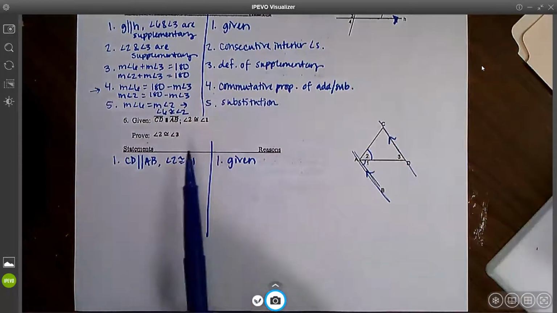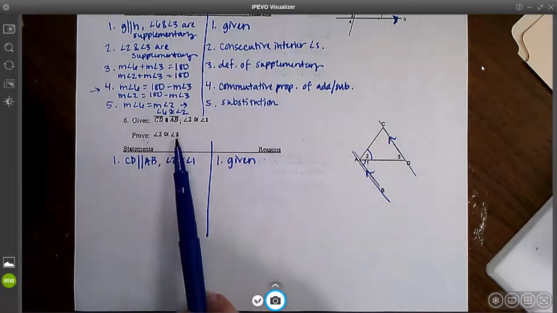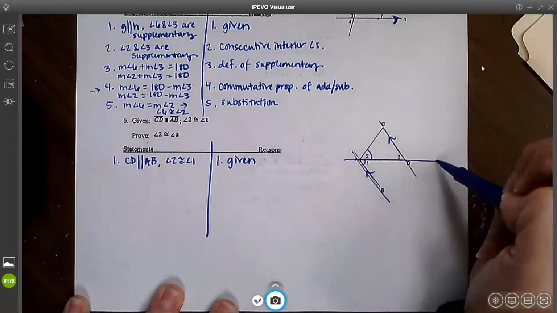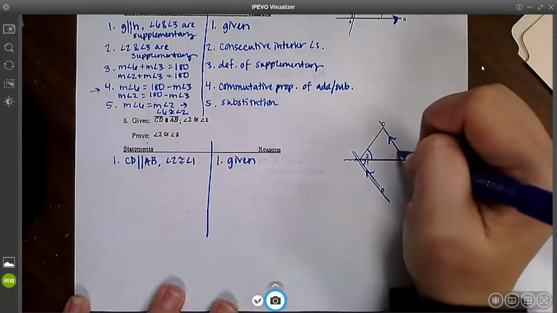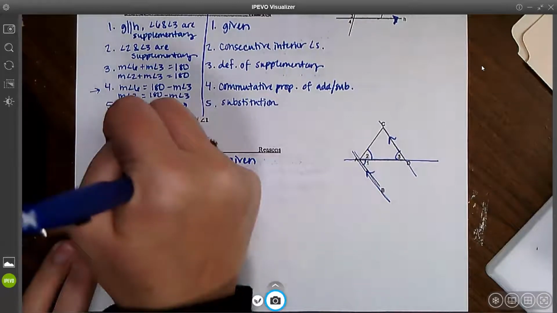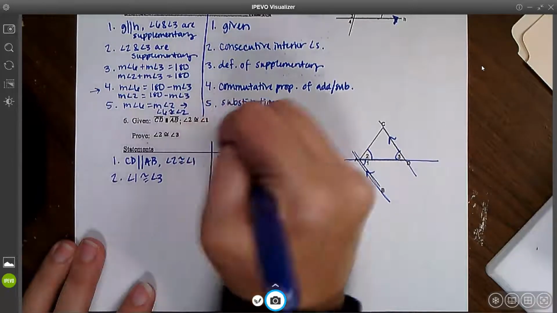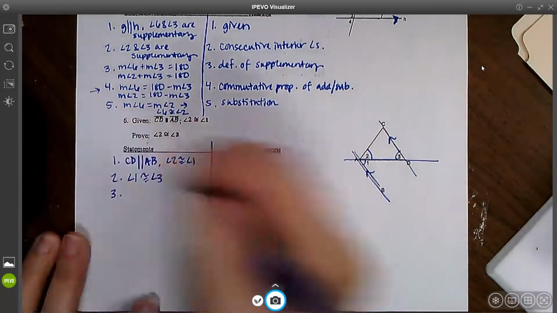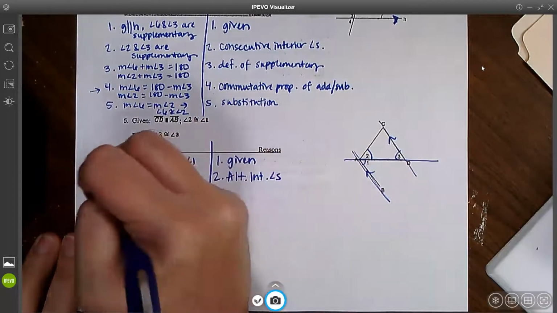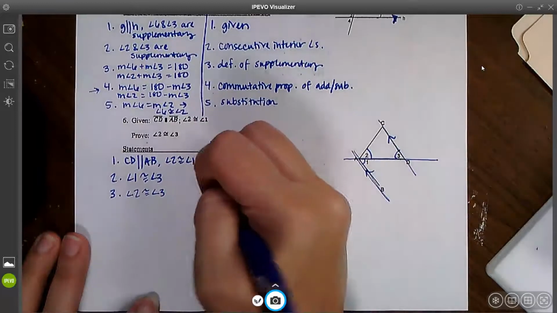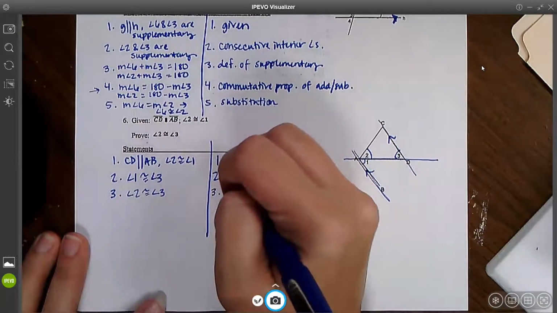So since 2 and 1 are given to me, I need to relate 2 to 3. So I'm going to try to relate angle 1 to angle 3 so that I can then use some substitution. If these are parallel lines and this is our transversal, then angles 1 and 3 are congruent because they are alternate interior angles. So angle 1 is congruent to angle 3 by alternate interior angles. And then we can say that angle 2 must be congruent to angle 3, and you can say either the transitive property or substitution. Either one works here.